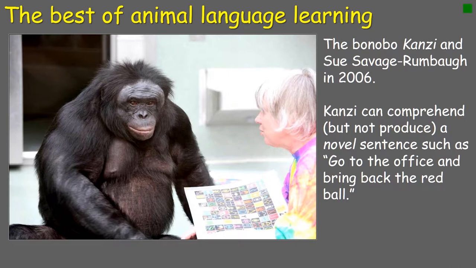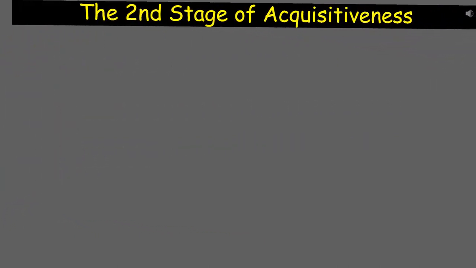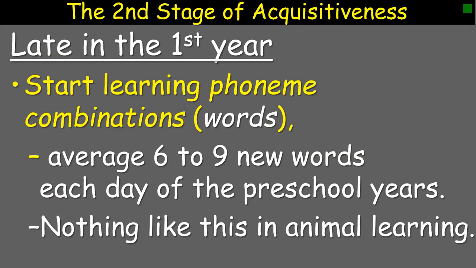So Kanzi can comprehend a novel sentence he's never heard before, such as go to the office and bring back the red ball. And Kanzi knows that there's an office and how to get there. He knows what red balls are, as distinguished from blue balls and so on. And indeed, the lab room where the sentence is spoken to him is full of balls today of all colors. And normally the office doesn't have balls on.